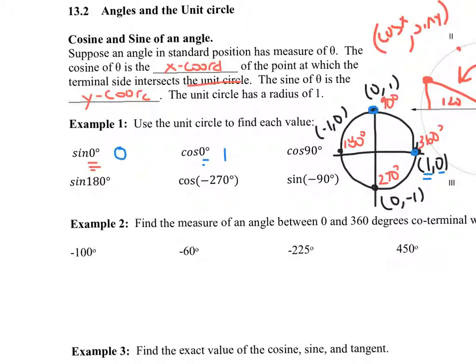The cosine of 90 is going to be the x-coordinate, so that's going to be 0. The sine of 180 is over here, the y value is going to be 0. The cosine of negative 270, so you're going to start right here and go down 90, 180, 270. So the x value, which is cosine, is going to be 0. If you have negative angles, you might remember from geometry, you're going down. So sine of negative 90 is the y value at negative 90, so it's negative 1.